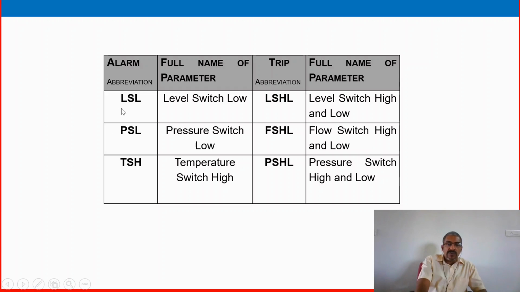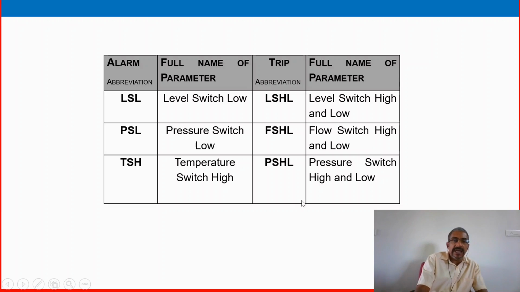These are the notations for alarms and trip. The abbreviation is LSHL, level switch high and low, both ways, or sometimes it can be written LSHH, level switch high high, or FSHL, or FSHH, or PSHL, like flow switch high and low, or pressure switch high and low. Both ways can be used or indicated in a P and ID.